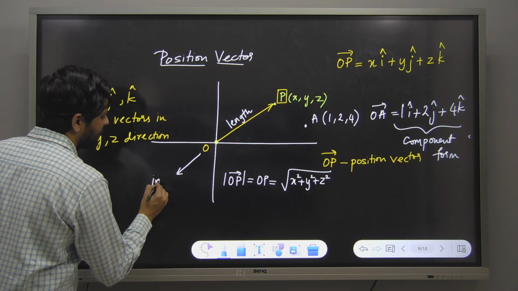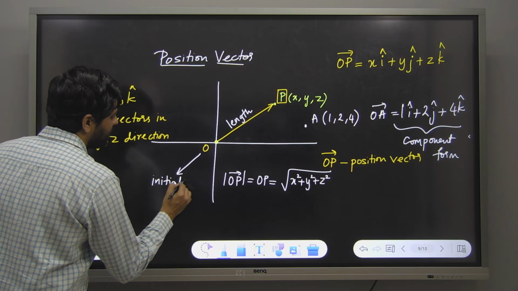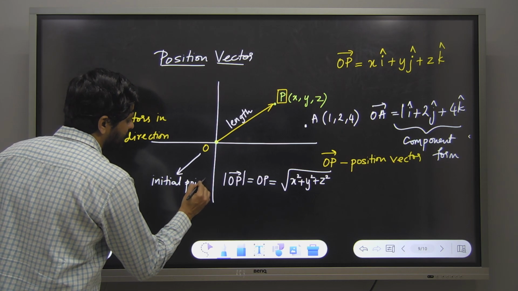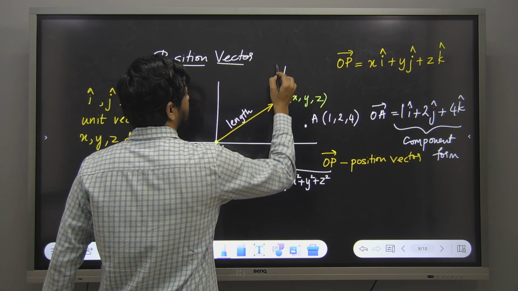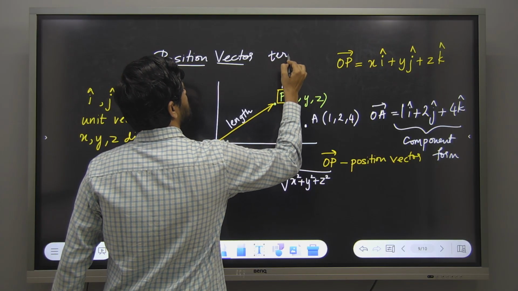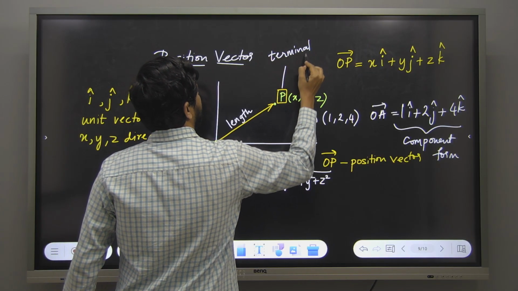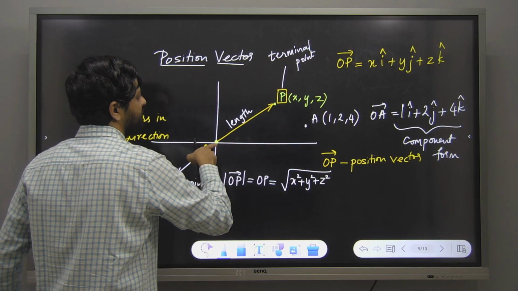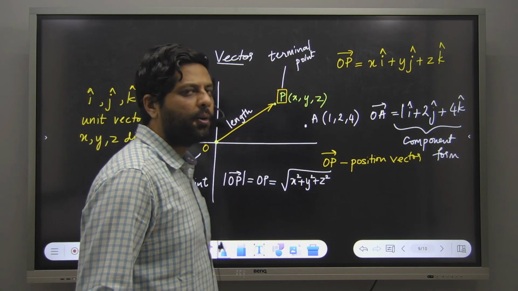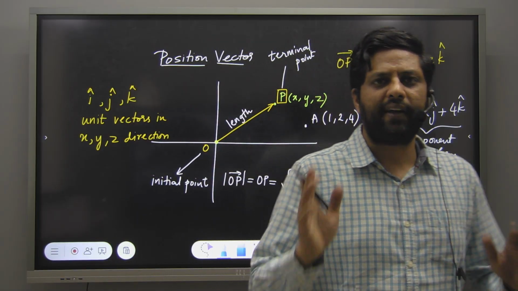O is called the initial point. O is the initial point where the vector is starting from. And where is the vector ending? The vector is ending at P. P is called the terminal point or end point. O is called the initial point because the vector is starting from there. P is called the terminal point because the vector is ending there.